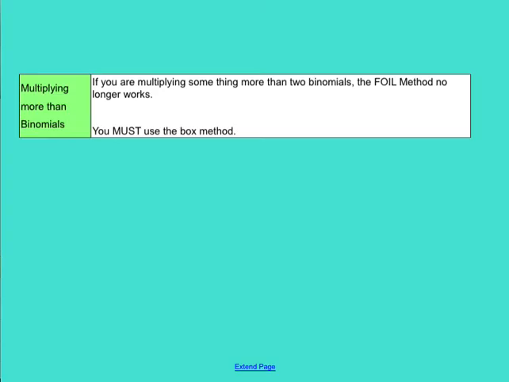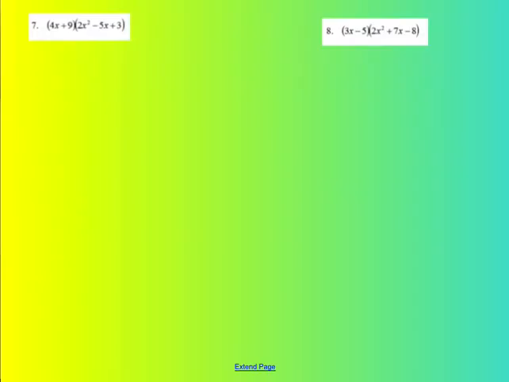Now let's take a look at multiplying more than two binomials. Okay, so if you're multiplying more than just two binomials, meaning you have more than just 2 by 2 times 2 by 2, the FOIL method is not going to work. So you actually have to use the box method on all of these. So let's take a look at how you're going to set that box method up.